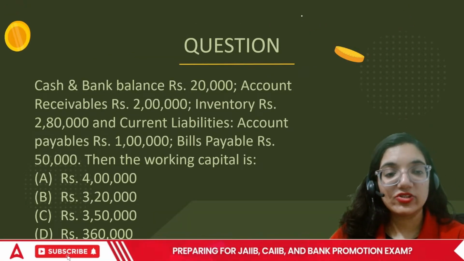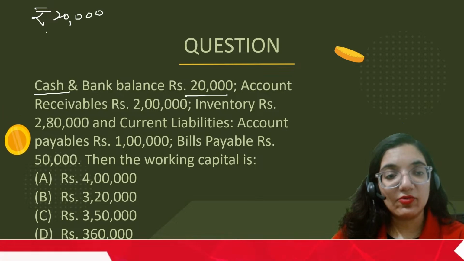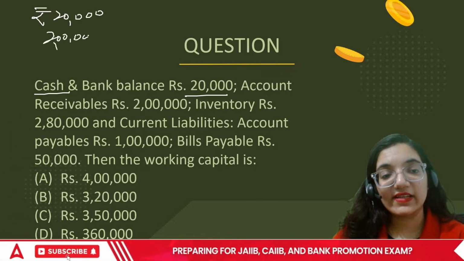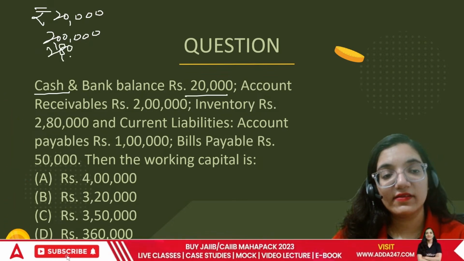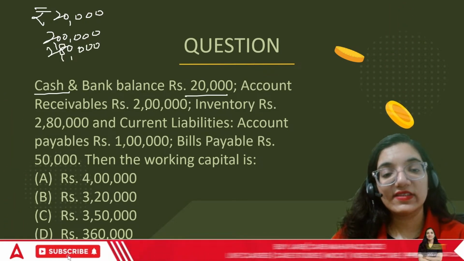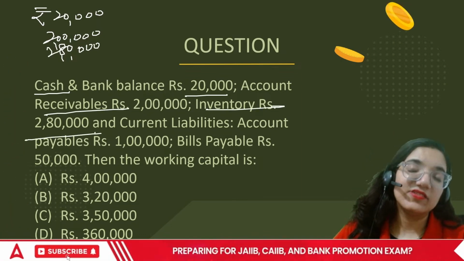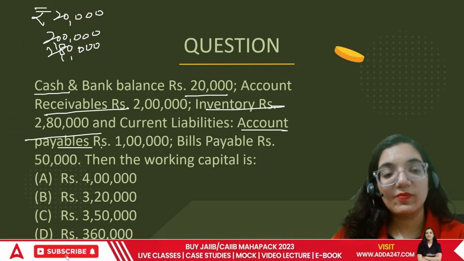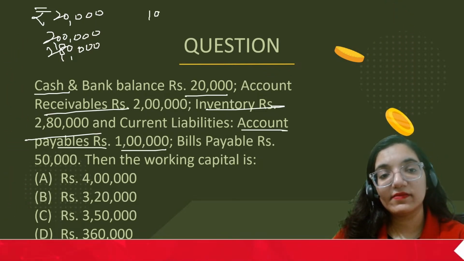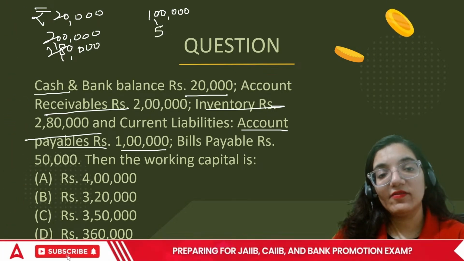Okay, another question. Cash and bank balance is 20,000. Account receivable, this is also a current asset, and inventory is 2,80,000. These 3 are total current assets, the assets which are required within 1 year. Then current liabilities: account payables 1 lakh, bills payable 50,000.